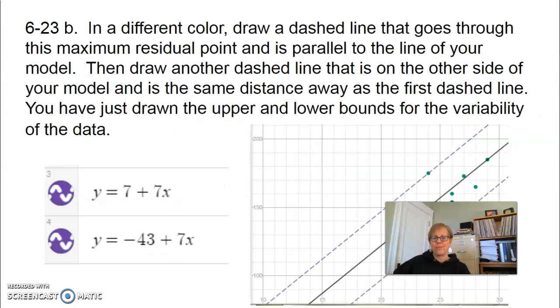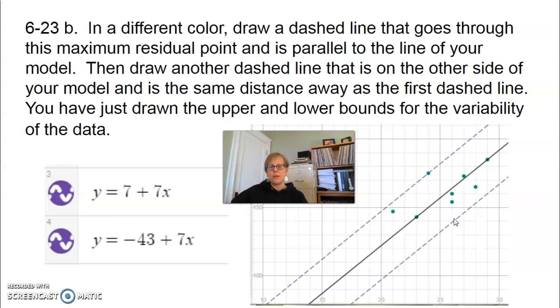Then here's sort of the new part. I'm going to put my picture right here in the middle. It says in a different color, draw a dashed line that goes through this maximum residual point and is parallel to the line of your model. Then draw another dashed line that's on the other side of your model and is the same distance away as the first dashed line. You have just drawn the upper and lower bounds for the variability of the data. That's how you get the upper and lower bounds.